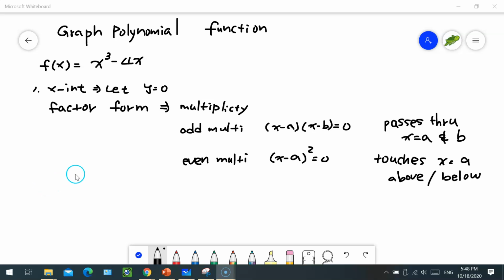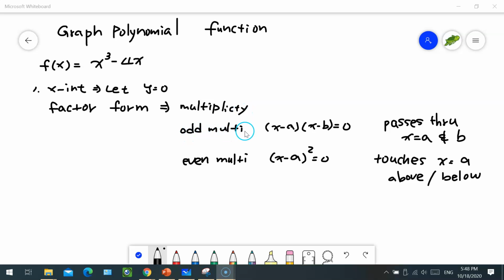Graph the polynomial function. We have the function x to the power 3 minus 4x. So first step, we find the x-intercept. Finding the x-intercept, we just let y equal 0, and we rewrite the function into factor form, because from the factor form we can find the multiplicity information.